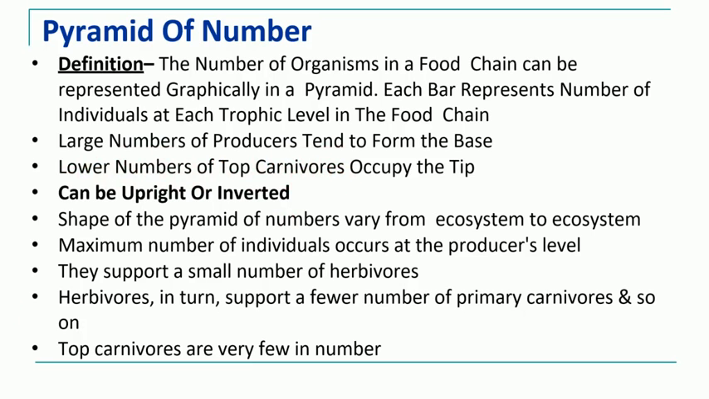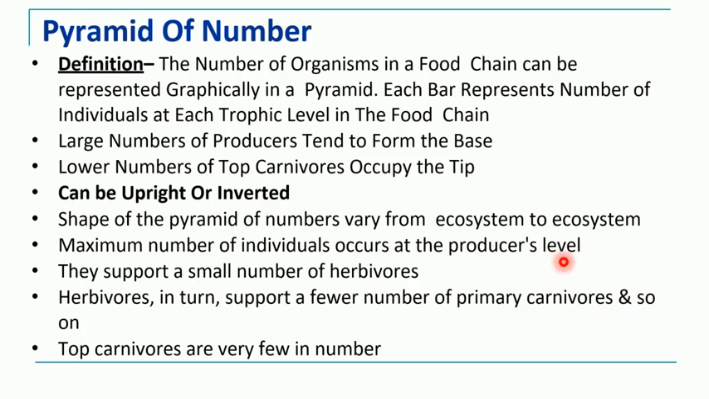Now this pyramid of number can be upright or inverted. So what is the meaning of this? We will see in the next slide. The shape of this pyramid varies from one type of ecosystem to another ecosystem. And the maximum number of individuals always occurs at the producer level.